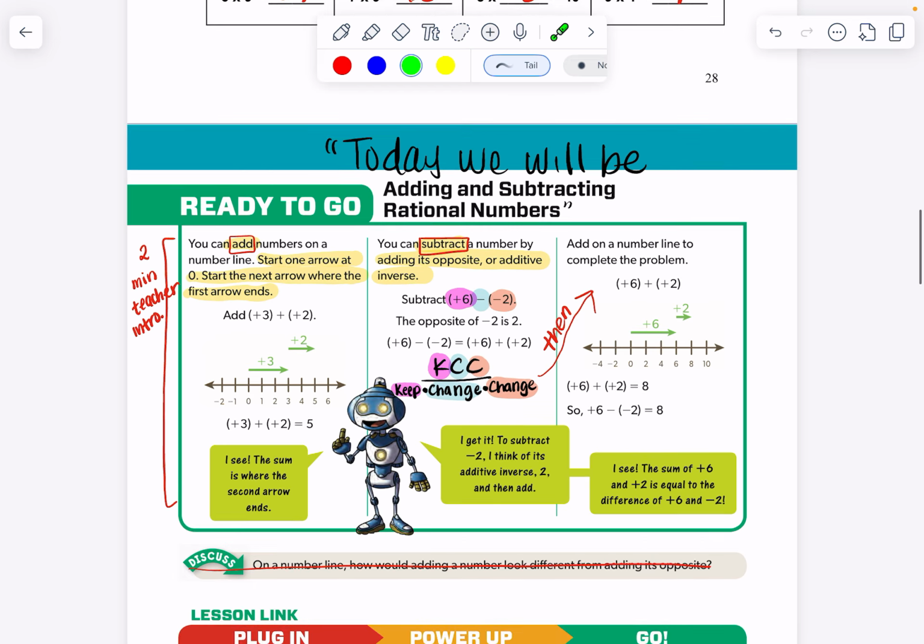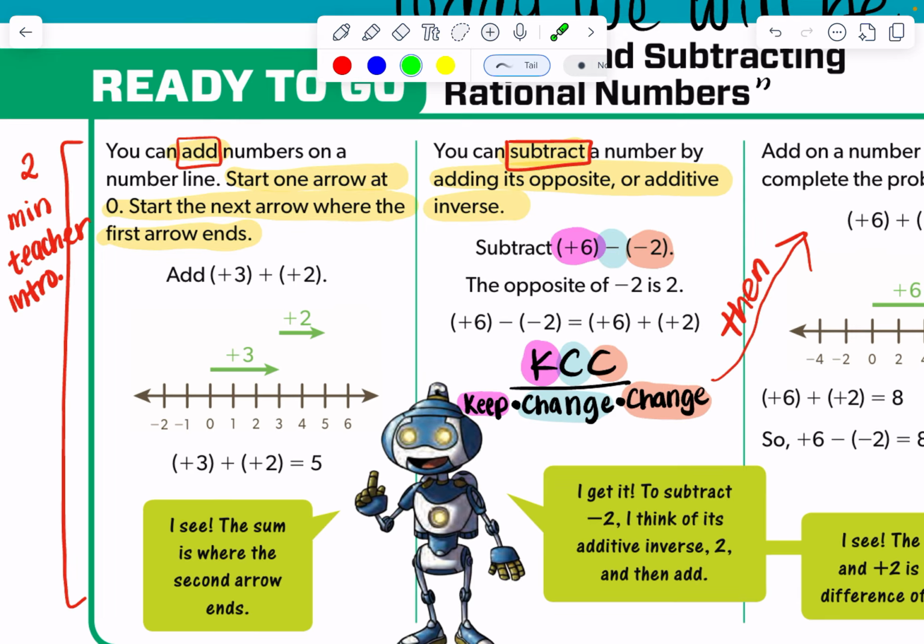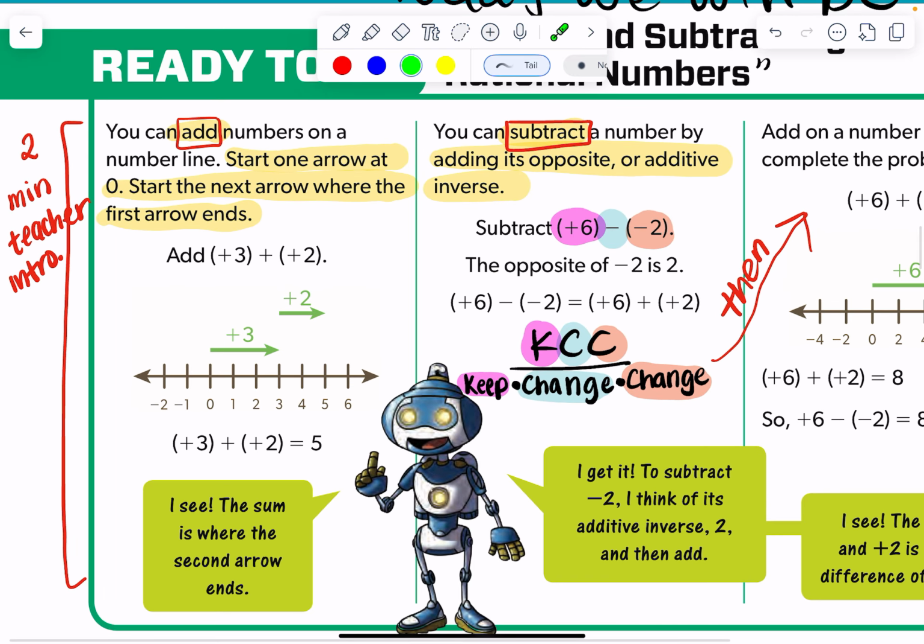So you're going to spend the first 2 minutes, as always, going over the intro, letting students know how to add numbers using the number line. So if we have 3 plus 2, students are always going to start at 0 and then find their way from 0 to 3. And then because they ask us to add 2, we are going to add 2 starting from the 3 line.